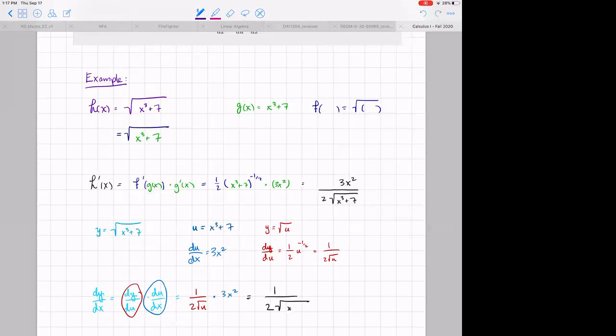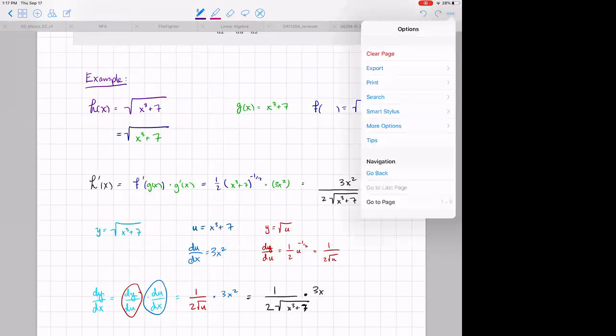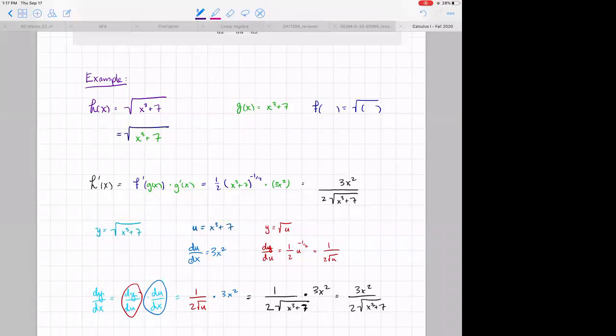And the only hard part here is you have to remember to plug that in. So the same answer, times the square root of x cubed plus 7, and that's it.